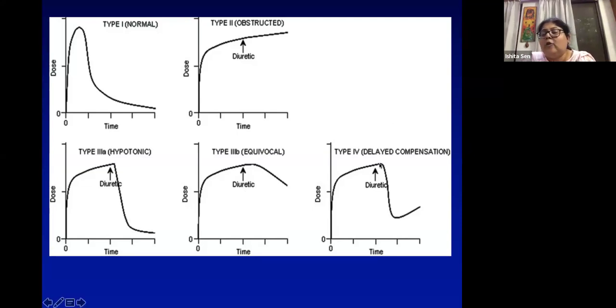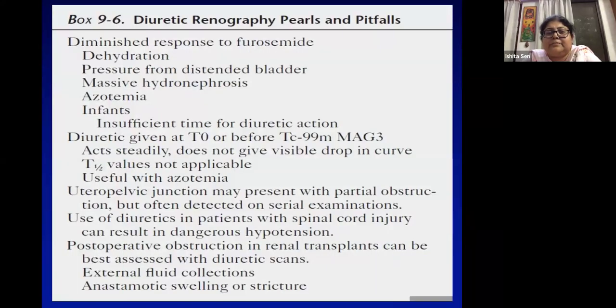And the type 4 curve is usually a high-grade obstruction. This is called a HOMSIS hump, and it shows a delayed compensation. So here, the moment you give Lasix, there's a small dip, but then the renal pelvis starts to fill up again. So this is a delayed compensation, which is basically a sign of high-grade obstruction.